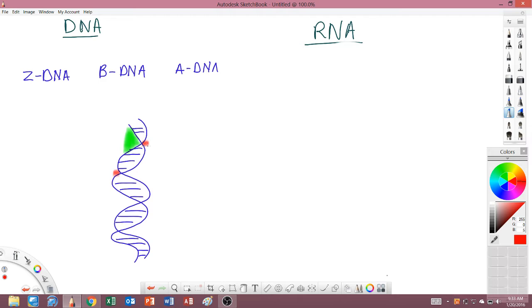So a DNA whose grooves are smaller is usually A or Z DNA. They're transcriptionally inactive, replication-wise inactive. You cannot transcribe them or replicate them. Transcription more than replication, meaning they're not useful for what? For protein production or enzyme production. They're transcriptionally inactive.